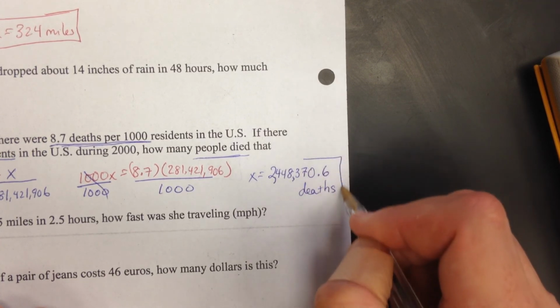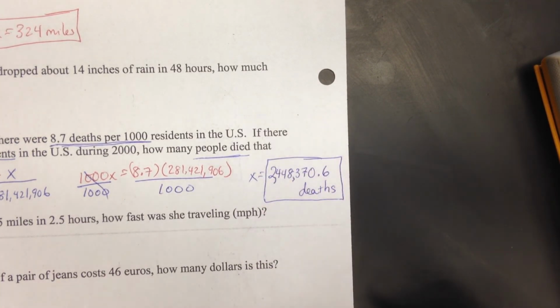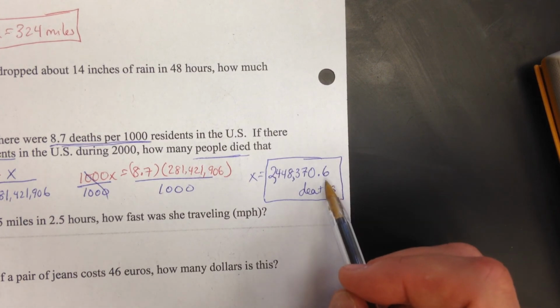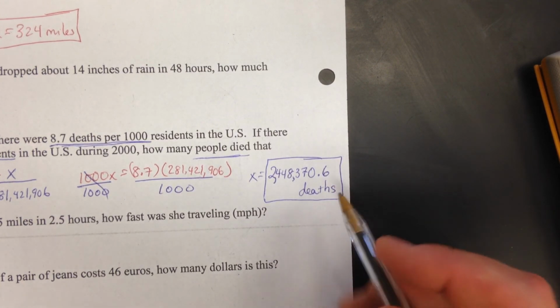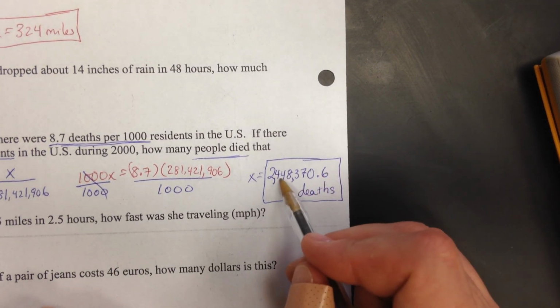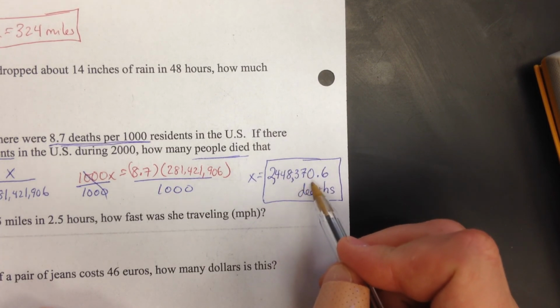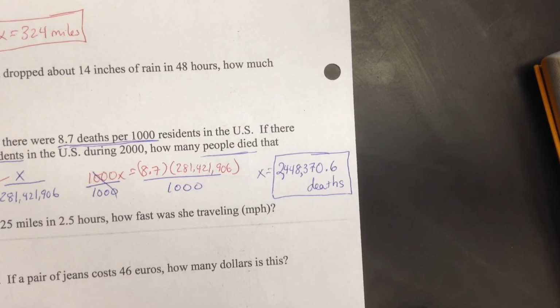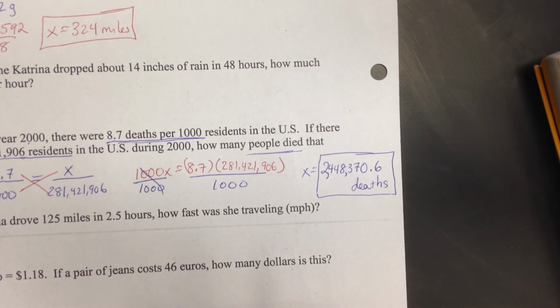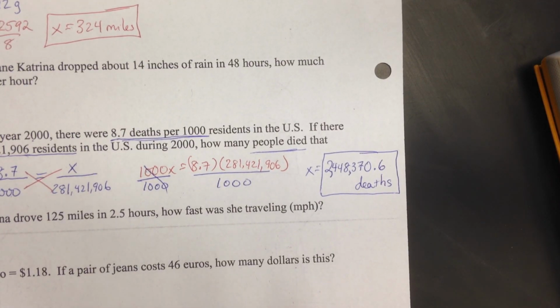Okay, so those were the deaths. One thing you might want to say, okay, we can't have 0.6 deaths. So you could round this up and you could say this is 2,448,371, and that would be fine. So the rest of the notes are for you to do. Go ahead and work out the rest of the problems on the front and back, and that is the end of the notes.